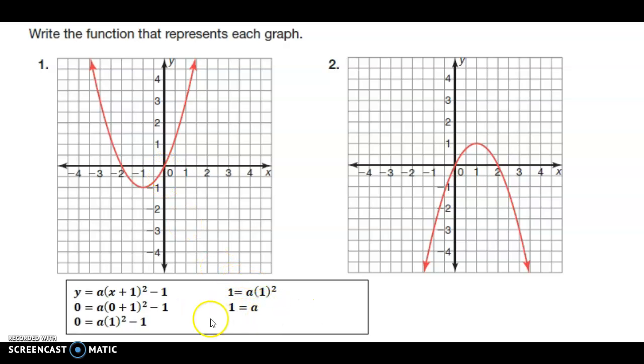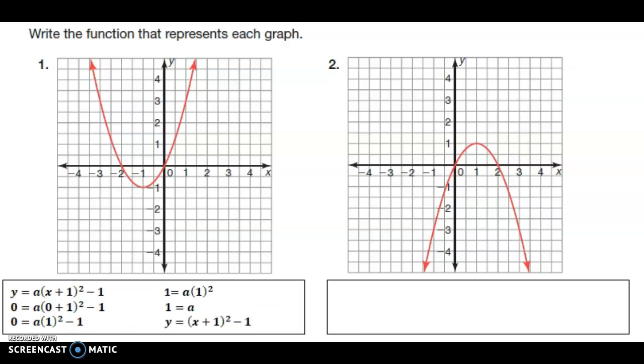So if you put it all together, please write your final function that represents the graph. Since a is 1, we don't even need to write it. Your final equation to represent this first graph will be y equals (x plus 1) squared minus 1. And that's how we use some information to write an equation for a graph. Let's try the second example together.